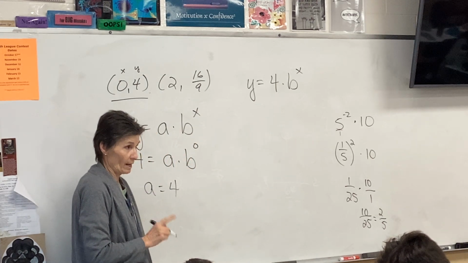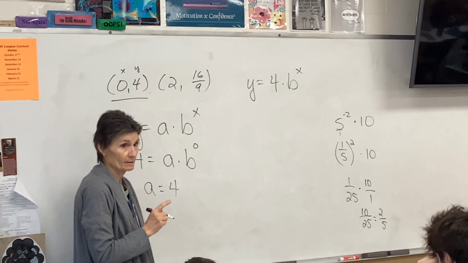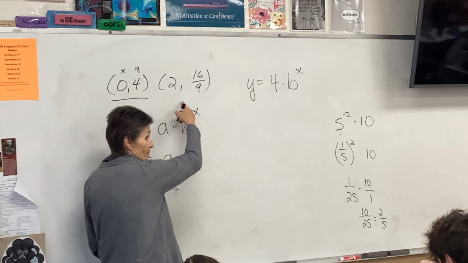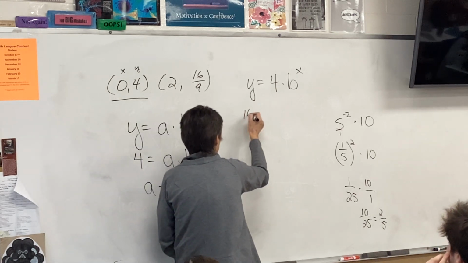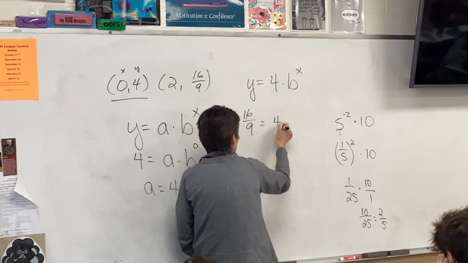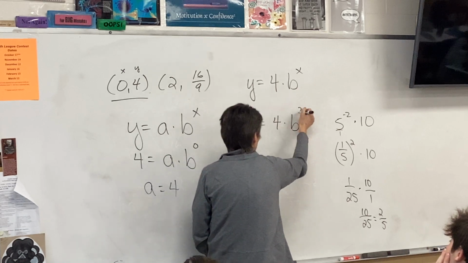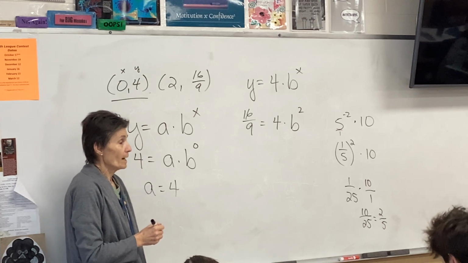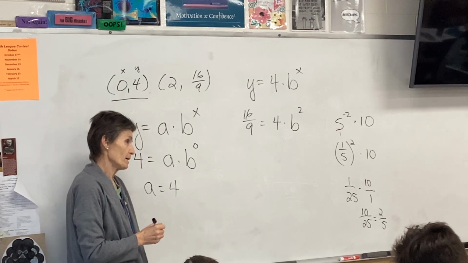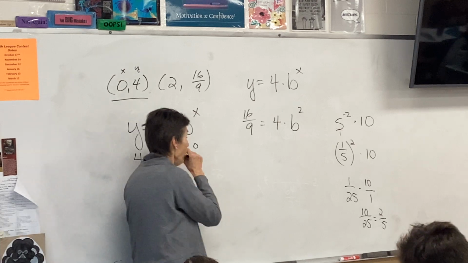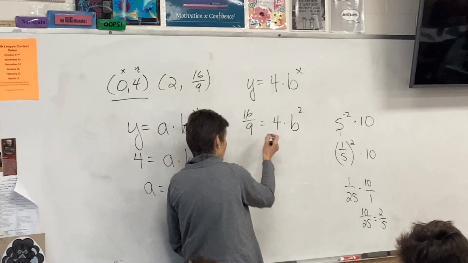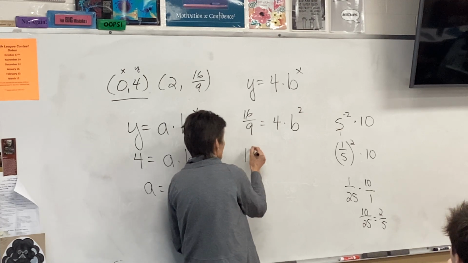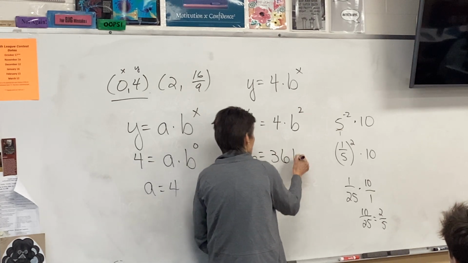Okay, so then what? What do we do next? Plug in the second point. So 16/9 equals 4 times b squared. Not always, but usually there are fractions involved. So let's multiply both sides by 9. So 16 equals 36 b squared.